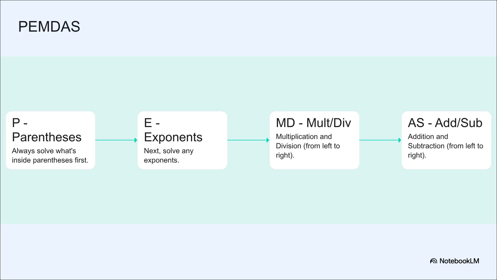MD is for multiplication and division. They're on the same level, like partners, so you just work through them from left to right, whichever comes first. And the exact same thing goes for AS, addition and subtraction. They're a team too. You just solve them from left to right as you see them. That left to right rule is the secret sauce.